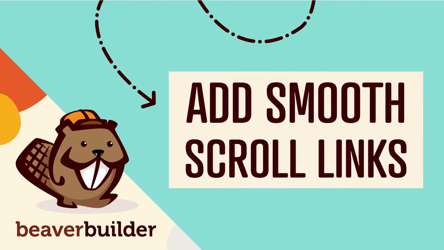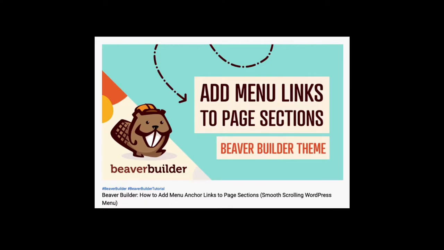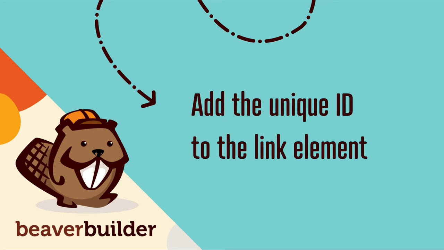And the good news is, today I'm going to share with you how to add smooth scrolling links to your WordPress site when using Beaver Builder. In a recent video, I shared with you how to add menu links to page sections. And the process is really pretty much the same. There are two steps involved in this process. The first is to add a unique ID to the target element, and the second is to add the unique ID to the link element.